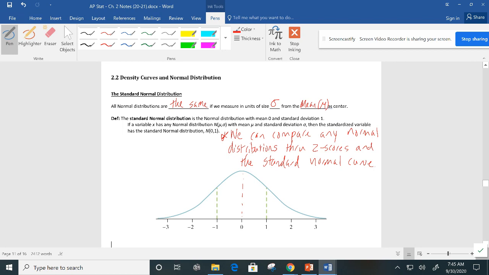The standard normal curve, like we talked about, is a normal distribution that has a mean of 0 and a standard deviation of 1. And remember, z is equal to x minus x bar divided by sx. This standard normal curve is really, really important when we're dealing with everything that's related to normal distributions.